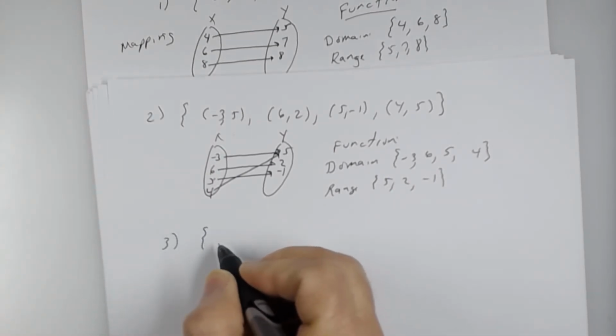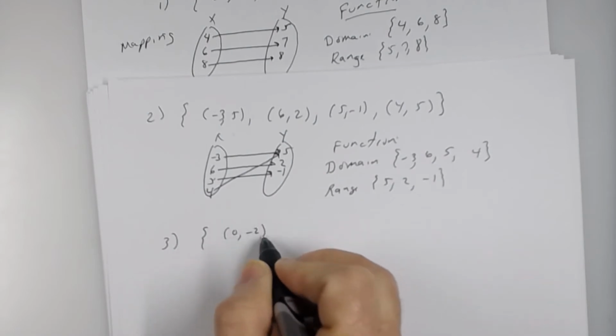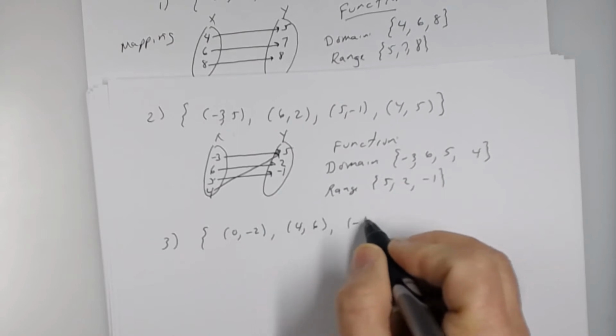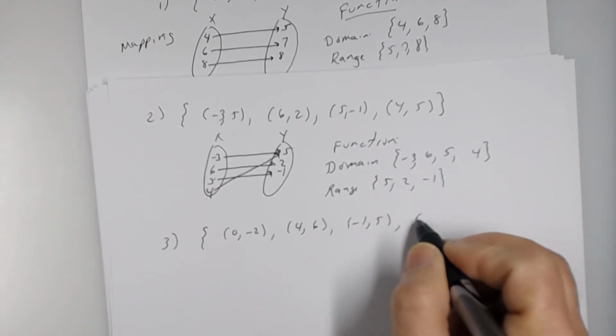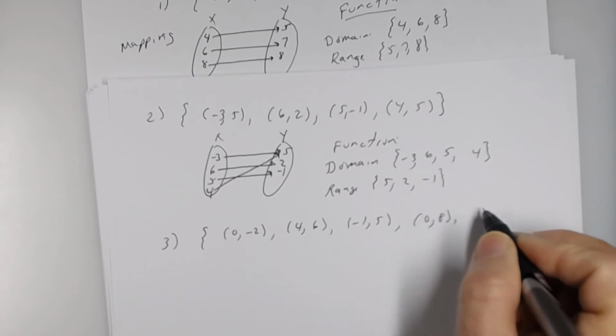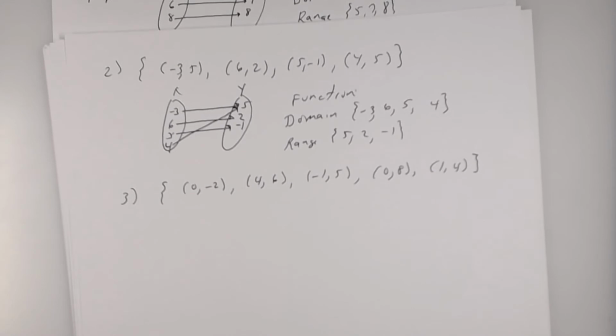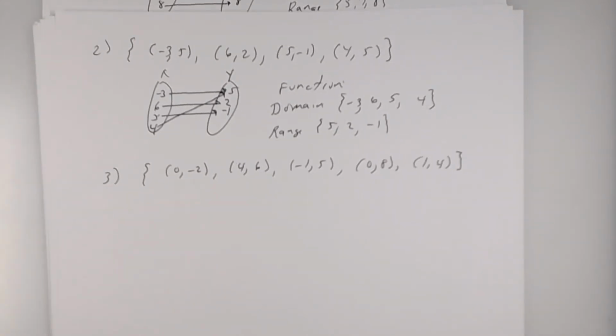All right, number 3. I have this relation: (0, -2), (4, 6), (-1, 5), (0, 8), (1, 4). All right, so this relation is a finite set. How many ordered pairs are in this set? 5.